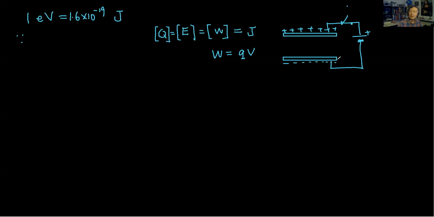Have you seen this diagram before? As a result, they create an electrical field. This is not magnetic now, it's an electrical field. The electric field is downward, can you see?